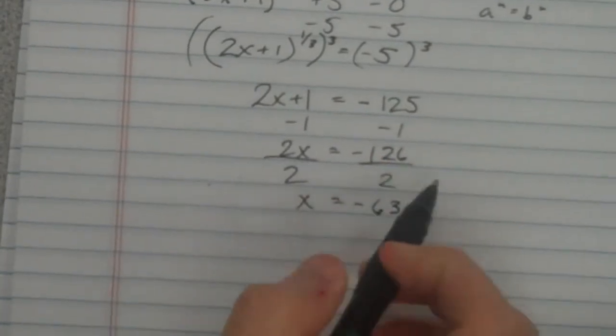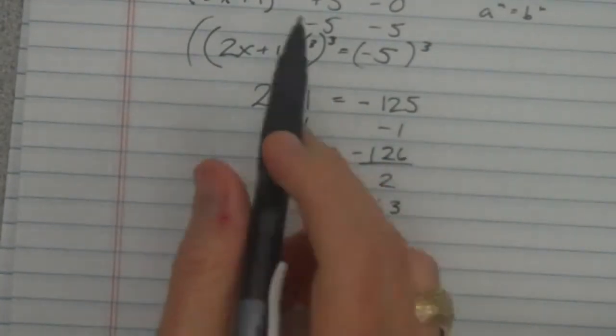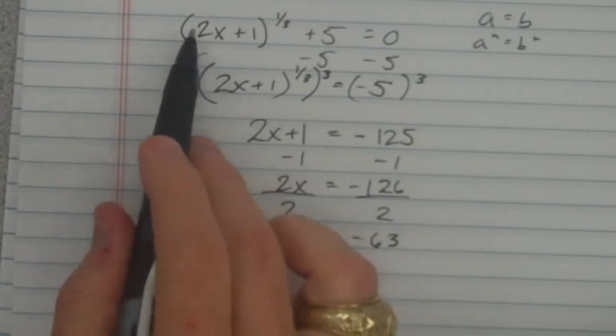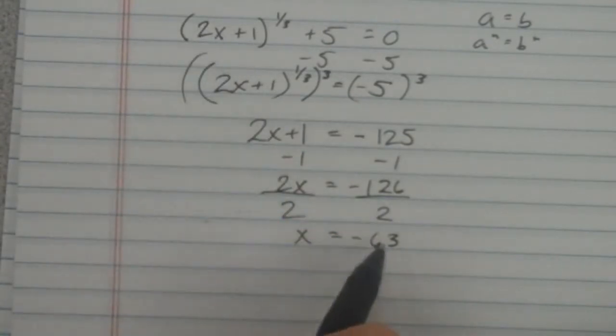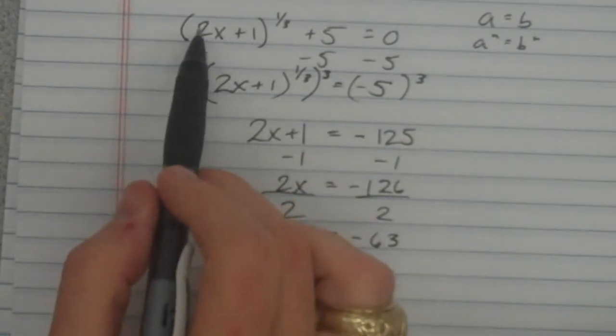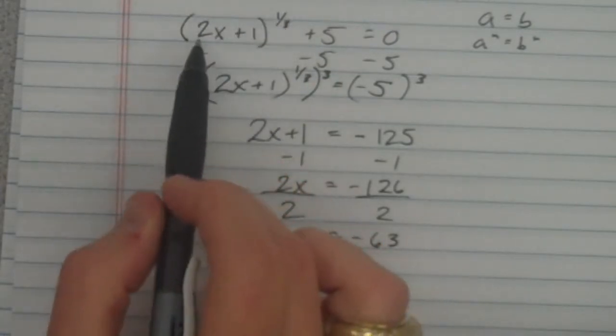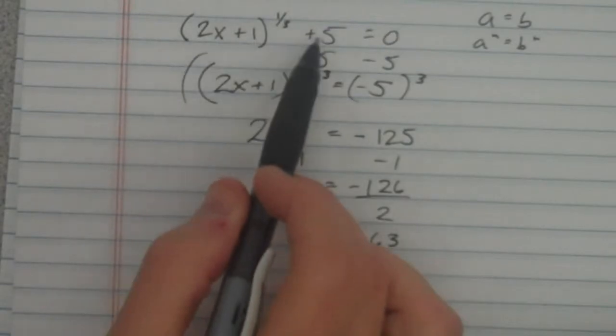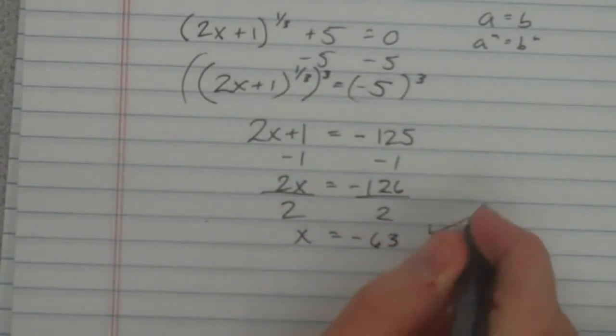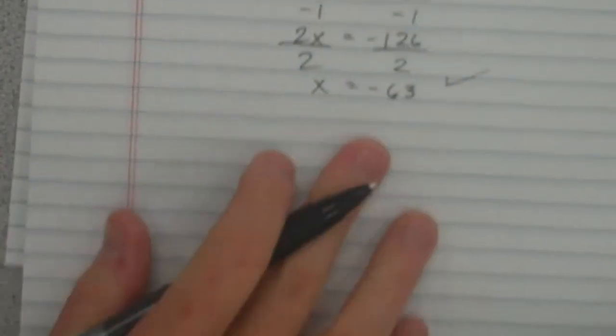And of course I can always check my answer by going back up here. I'm just going to walk through this vocally. Negative 63 times 2 is negative 126, plus 1 is negative 125. The cube root of negative 125 is negative 5, plus 5 equals 0. So this checks out. Okay, so let's move on.